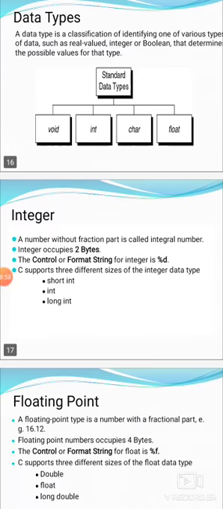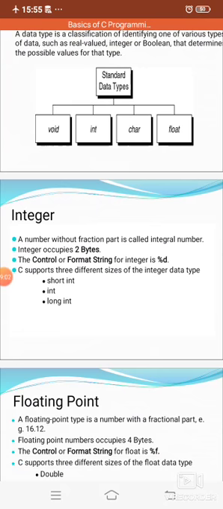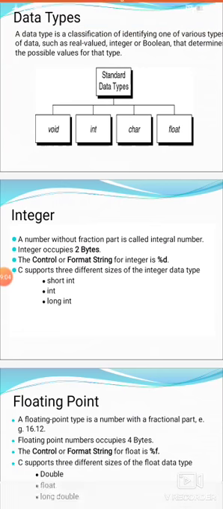Integer, it is a number without a fraction part. This occupies 2 bytes of memory, and the control or format string for integer is %d. C supports 3 different sizes of integer data type. One is short int and long int.